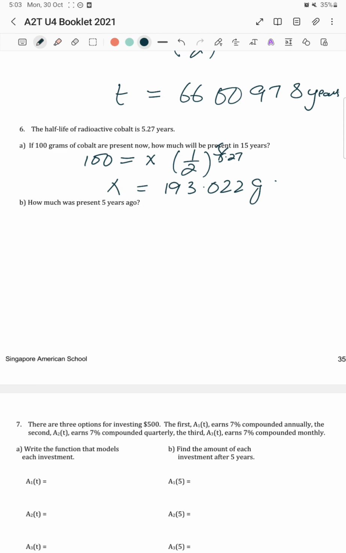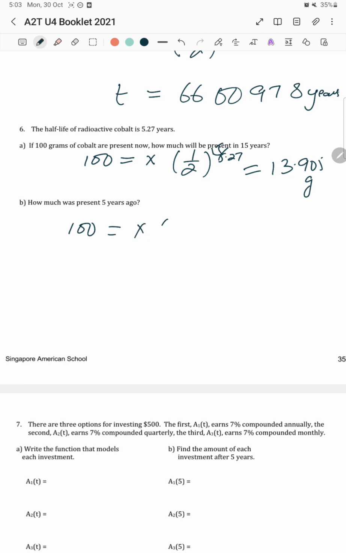How much was present 5 years ago? It's 15 years, so 15 by 5.27, which will be equal to 13.905 grams. So how much after 5 years ago? 100 is equal to X(1/2)^(15/5.27). So X is equal to 193.022 grams.